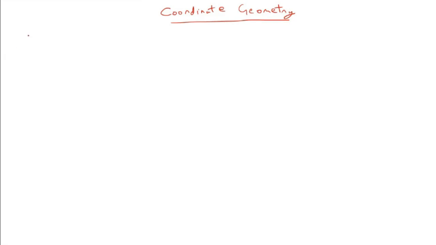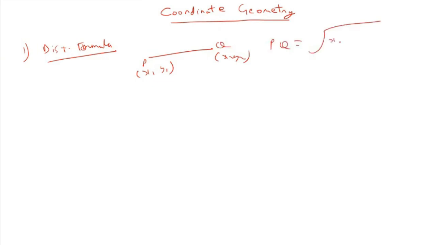Okay, so coordinate geometry, right? Let's just brush over some of the basics that everybody knows quickly. So first is, of course, the very basic distance formula, right? So PQ, P is x1, y1, Q is x2, y2. Distance PQ will be root over (x1 minus x2) whole square, or (x2 minus x1) whole square, doesn't really matter since you're squaring it anyway, plus (y1 minus y2) whole square. Pretty fundamental. Distance formula is this, right?